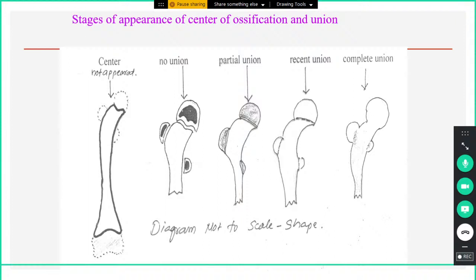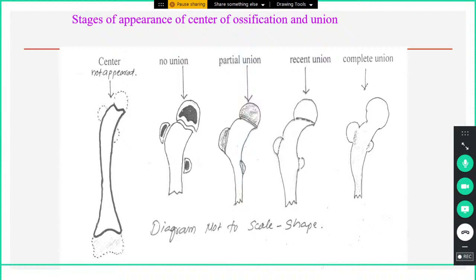First, just look at the picture. On the first, left-hand side, you can see the center has not appeared, and in the second there is no union. There is the head of humerus and the shaft has a broad thicker line in between. That thicker line has reduced the space and shows partial union. And when this thicker line unites, it gives a white thicker line on X-ray. It suggests recent union. And when there is no white line, it suggests complete union.